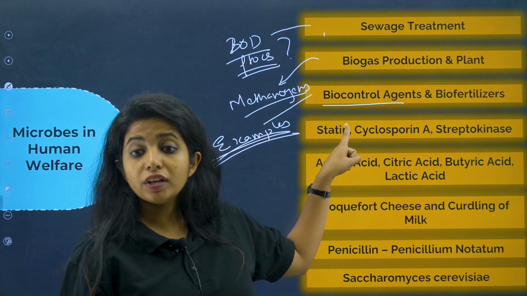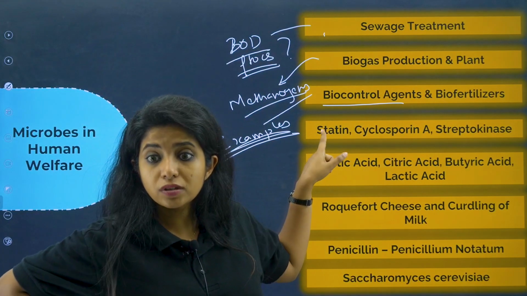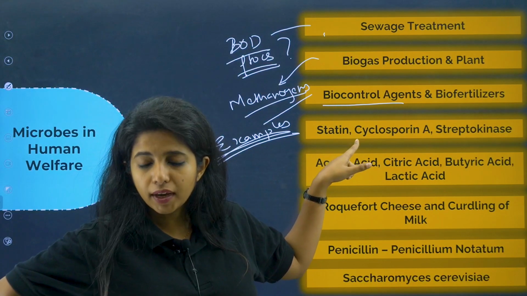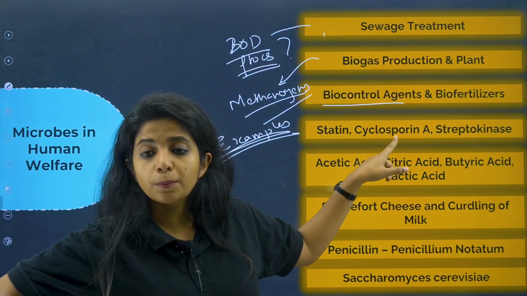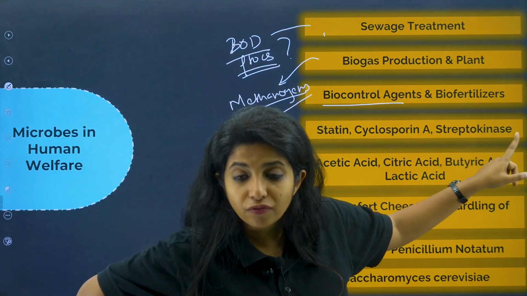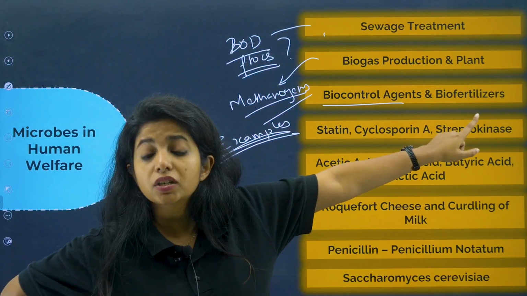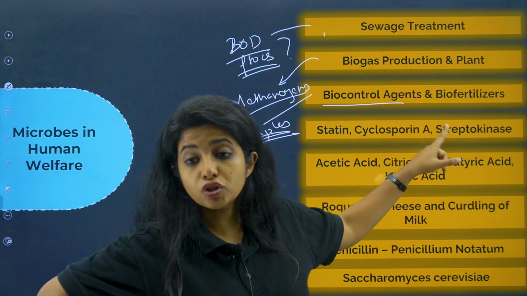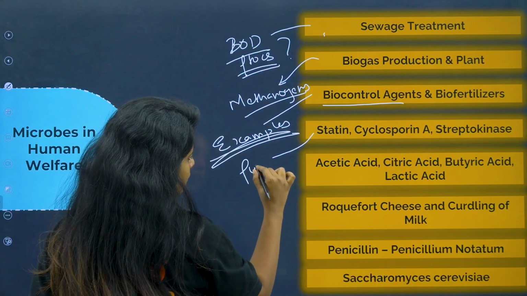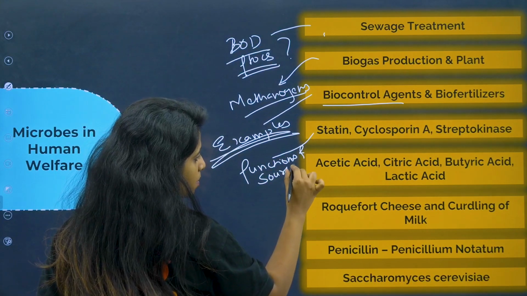Now statin is being released by what? Monascus purpureus. Statin is the one that lowers blood cholesterol level. Cyclosporin A is an immunosuppressive agent released by Trichoderma polysporum. Streptokinase is released by Streptococcus. What is streptokinase? It's a clot buster. So for each of them you should know their functions and also their source. So I am writing over here functions and source.